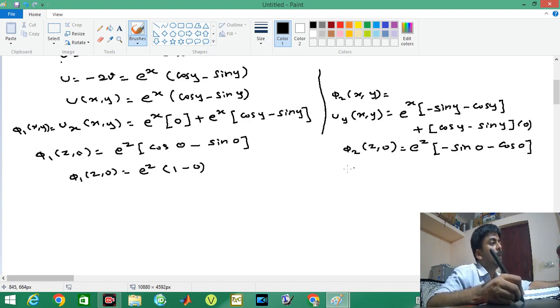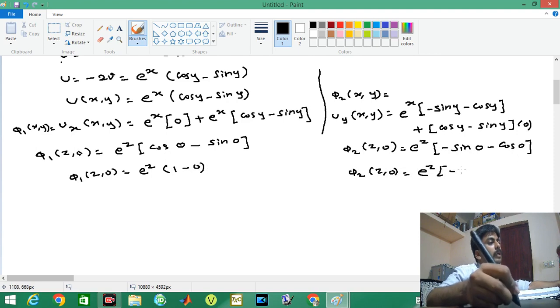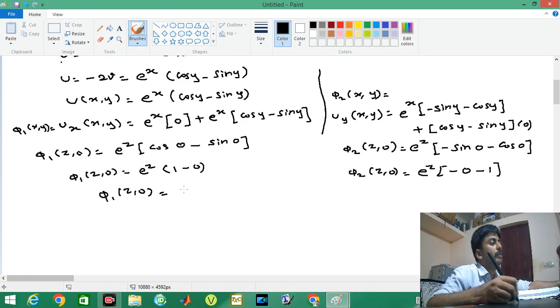minus 0. Here phi 2 of z comma 0 equal to e power z into minus 0, value of sin 0 is 0, minus cos 0 is 1. So this is phi 1 of z comma 0 equal to e power z, and phi 2 of z comma 0 equal to minus e power z.